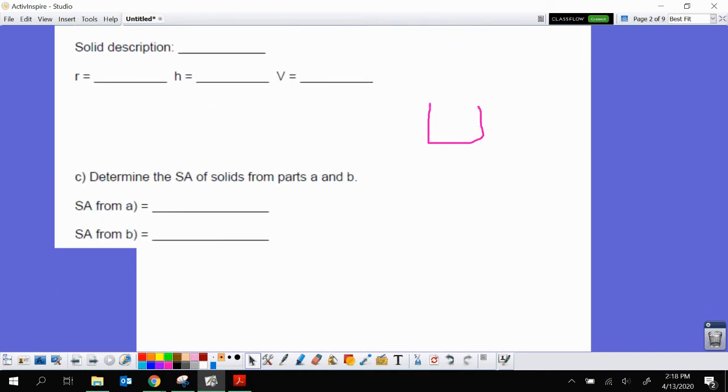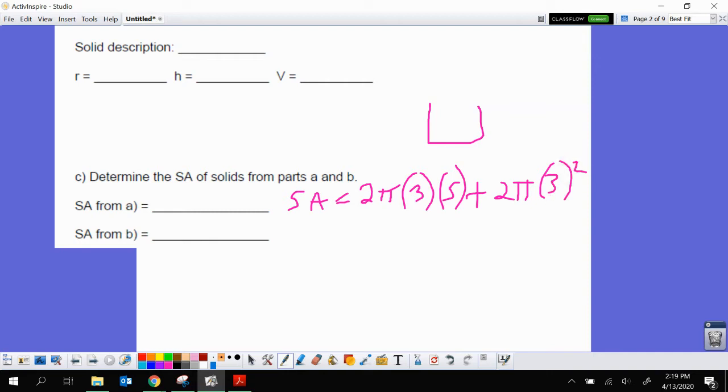And so when we plug that into the formula, surface area of a cylinder is 2 pi times r, which is 3, times h, which was 5, plus 2 pi r squared, so 2 pi times 3 squared. When you add all of that up, you get 48 pi. Okay, so that's all the surface that's being shown.